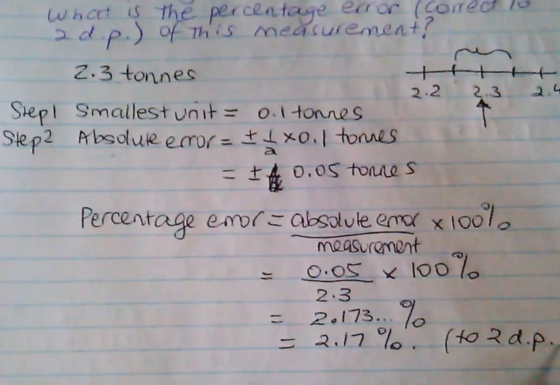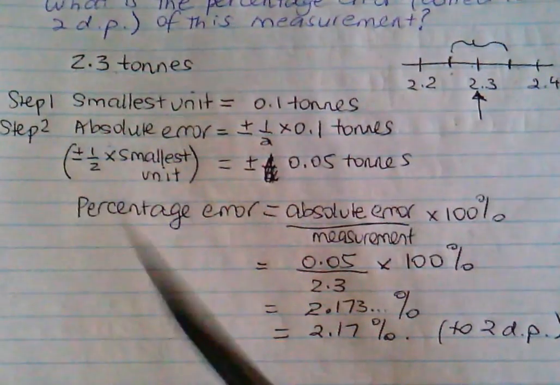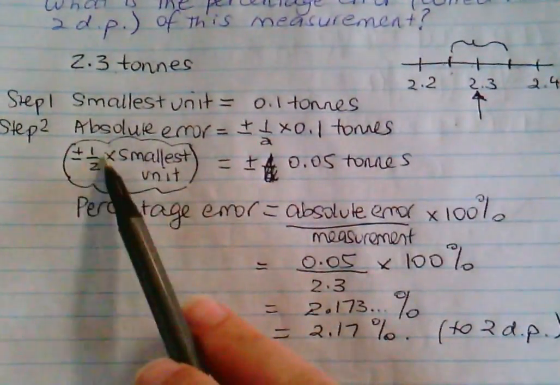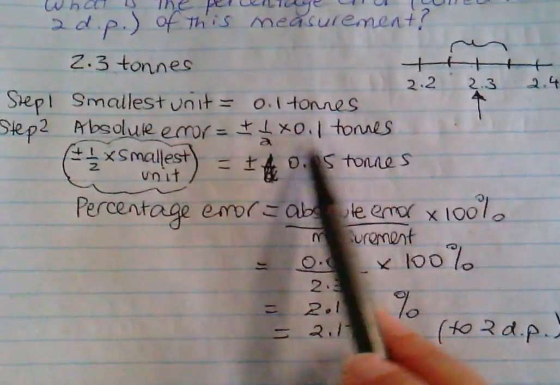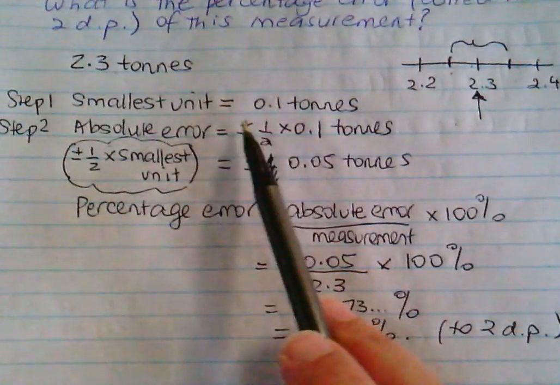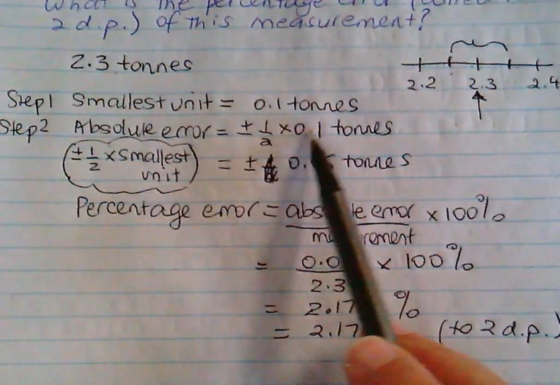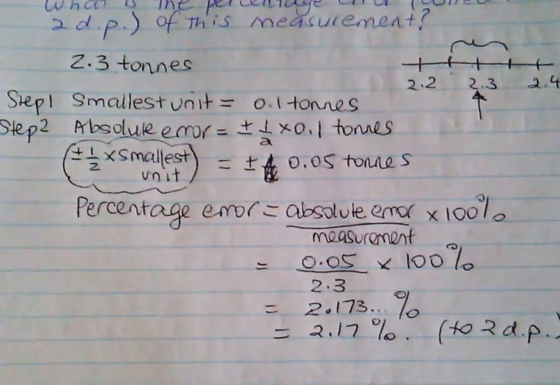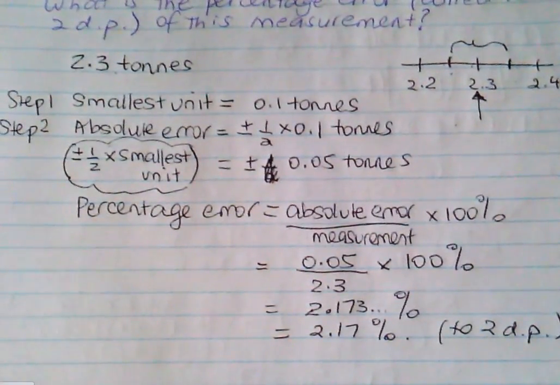So just writing here the rule for absolute error. The absolute error is plus or minus half of the smallest unit. The smallest unit is 0.1, so it's plus or minus half of 0.1, which is plus or minus 0.05. In other words, it could be 0.05 over your measurement or 0.05 below your measurement.